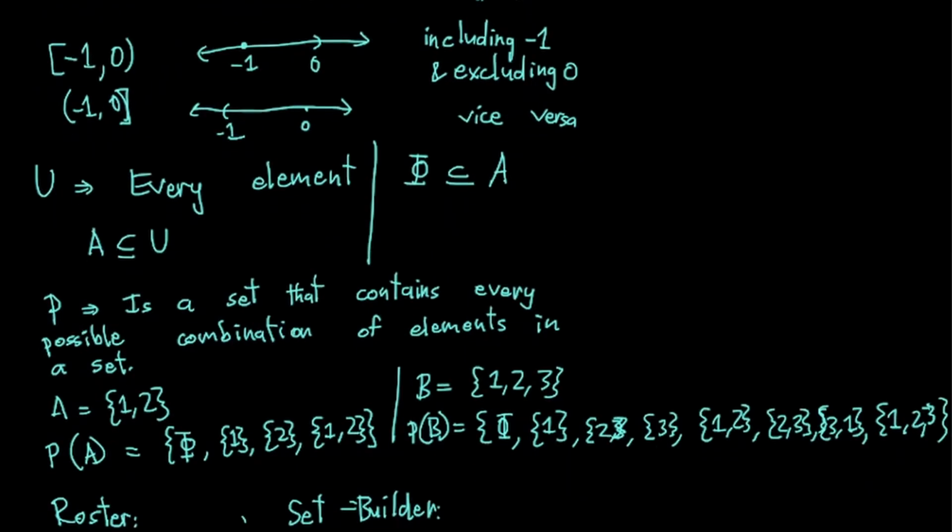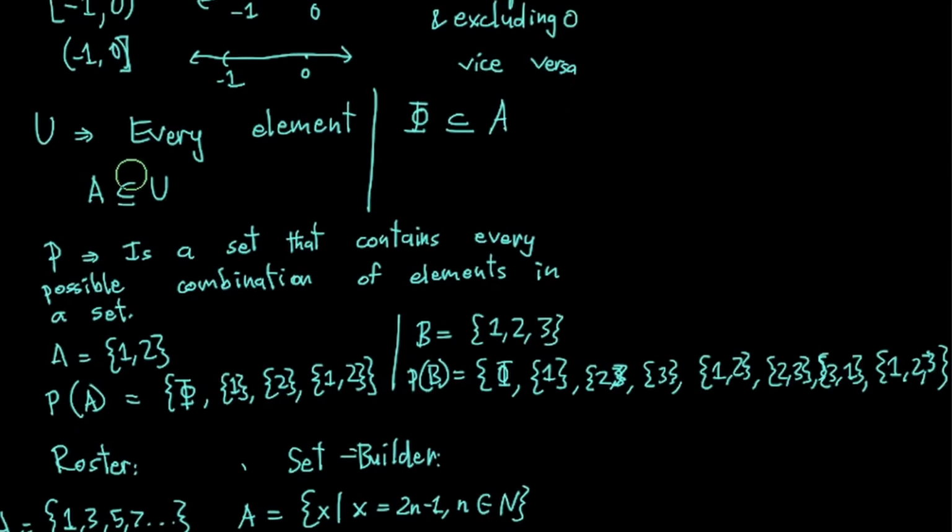Very simple. There's also the universal set, which contains every element, and every set is said to be a subset of the universal set. Likewise, the empty set is said to be a subset of every single set.